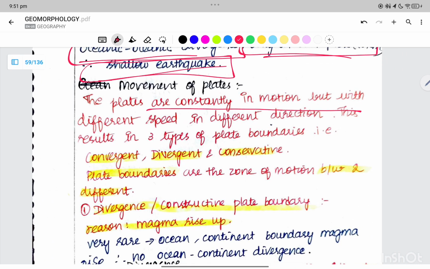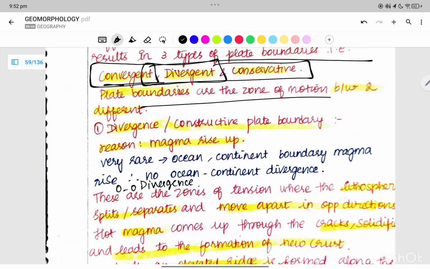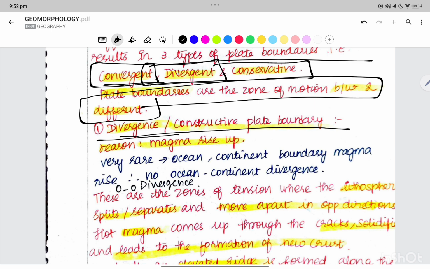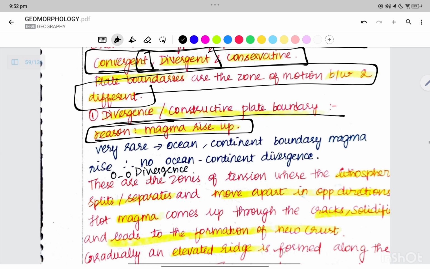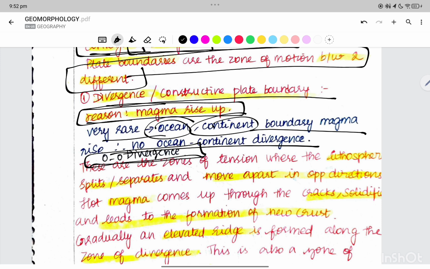The plates are constantly in motion but with different speed in different direction. Therefore, three types of plate boundaries are created: convergent plate boundaries, divergent plate boundaries, and conservative plate boundaries. Plate boundaries are zones of motion between two plates. Divergences are constructive, where the reason is the magma is going to rise. Very rare is ocean-continent boundary; there is no ocean-continent divergence. Ocean divergence.